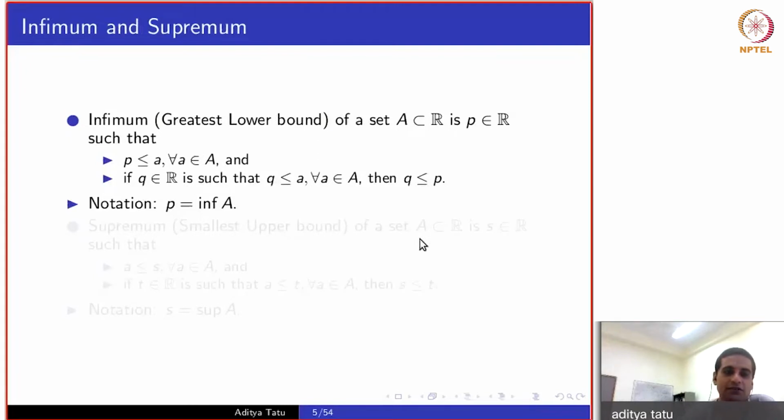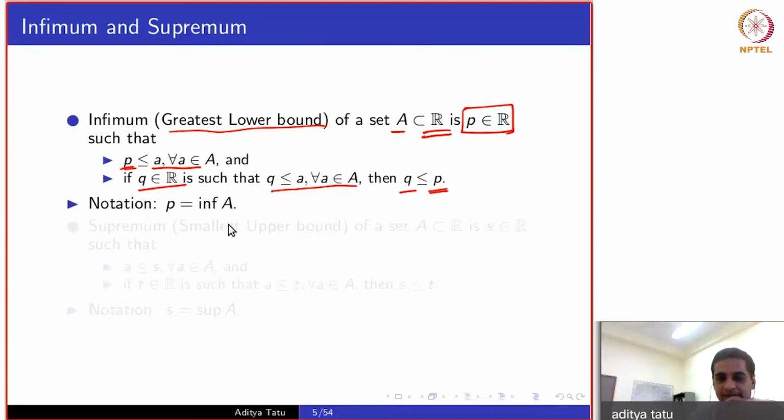The infimum of a set A, which is a subset of the real numbers, is a real number, let's call it P, such that all elements of this set A, denoted by small a, are greater than or equal to P. That is the first condition. The infimum is also sometimes called the greatest lower bound. So P must be less than or equal to all elements of A, and this doesn't uniquely define the infimum. There can be some other real number Q which is also less than or equal to every element of A. If there is such a Q, then that Q must be less than or equal to P, which is the infimum.